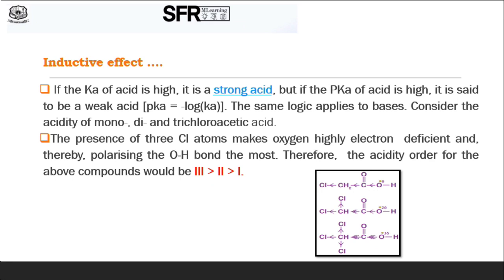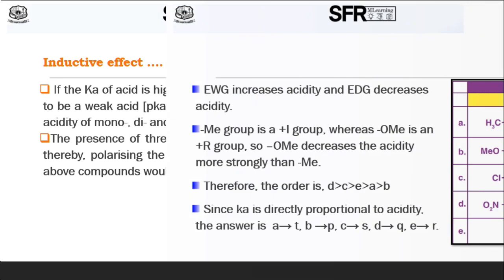Consider the acidity of mono, di and trichloroacetic acid. The presence of 3 chlorine atoms makes the oxygen highly electron deficient, and thereby polarizes the OH bond the most. Therefore, in the acidity order for the compounds below, the third one has more acidity when compared to the second one, which in turn is more acidic than the first one.